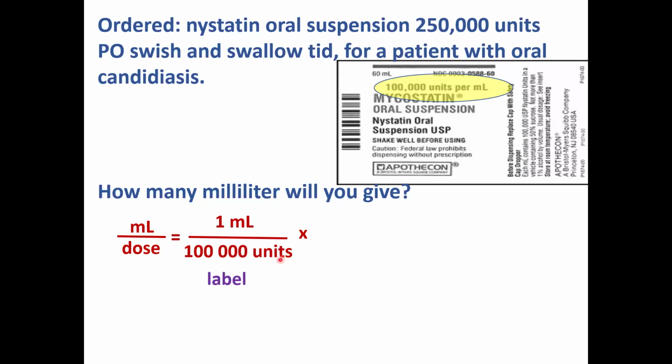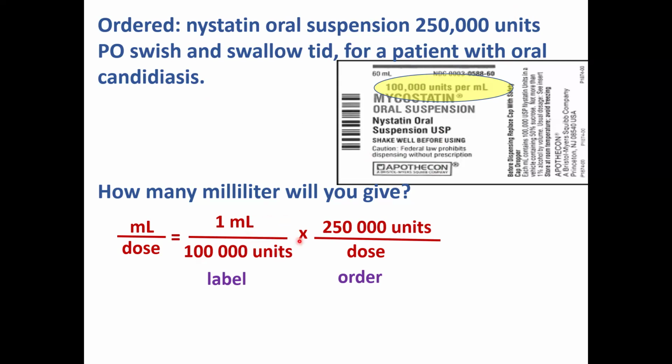Now that puts units at the bottom, so we're going to need some units at the top. And as long as the units are matching, we can pull that from our order. So let's pull in that 250,000 units per dose, because we are going to have to give it 3 times a day, but 250,000 units every single time. Now that seems like a whole heck of a lot. I mean, that's a lot of units, but remember, we're actually just going to be handing the patient milliliters. So it's not going to have all that in it.